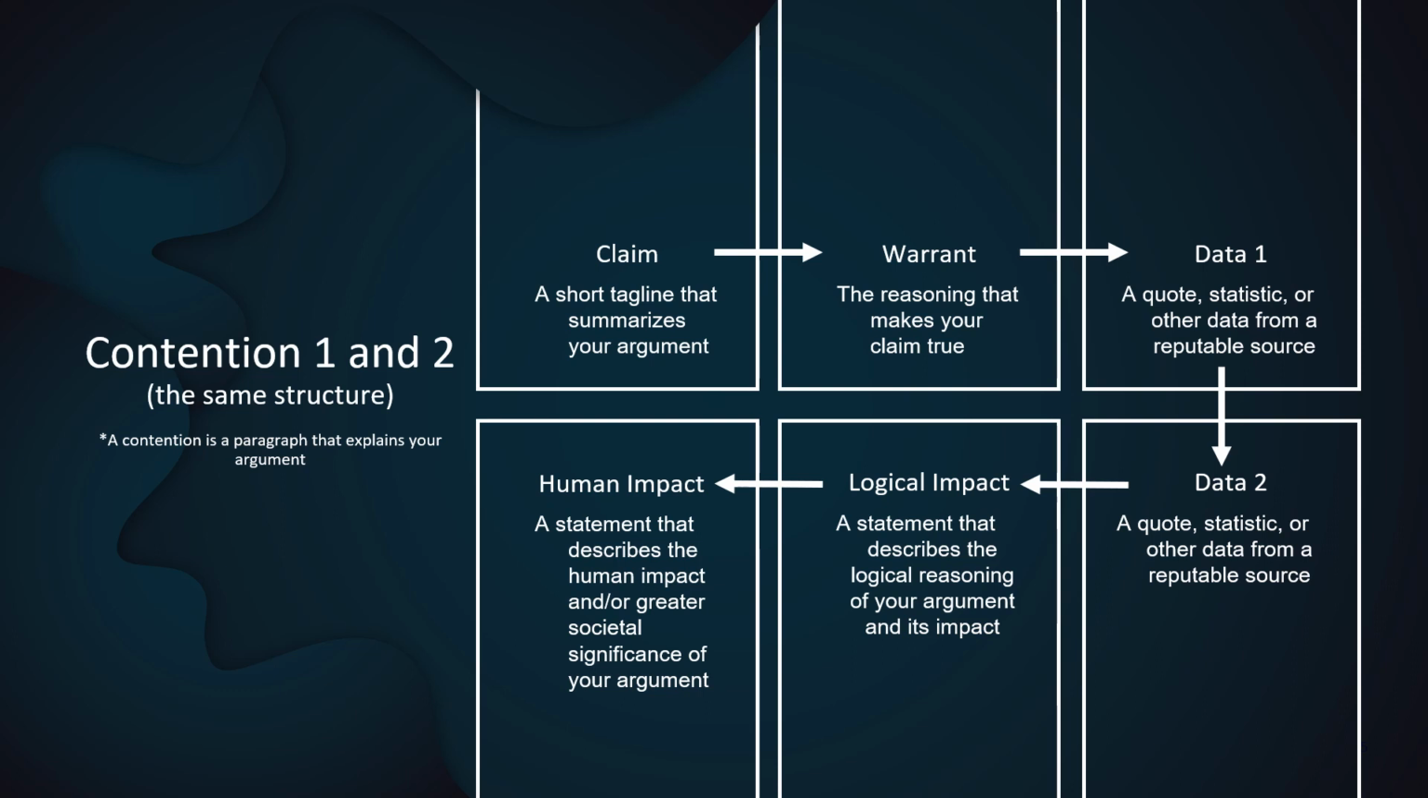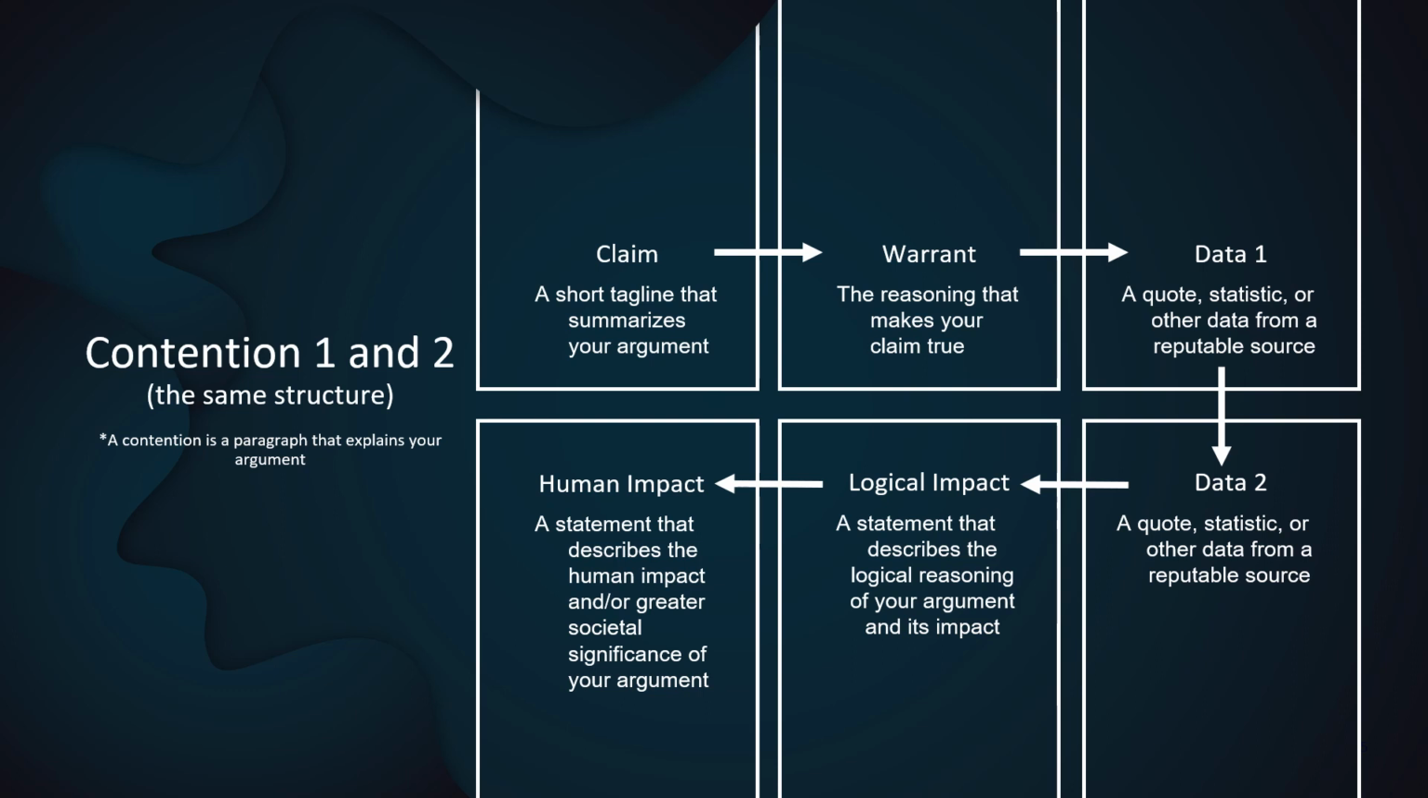We'll do this in a two-pronged approach. We'll first have your logical impact, which is just a statement that describes the logical reasoning of your argument and its significance. And finally, most importantly, arguably, is your human impact. Because you're a representative, you're responsible for constituents, which are the people that voted you into office. And these are humans, as well as the people who are listening to your argument.